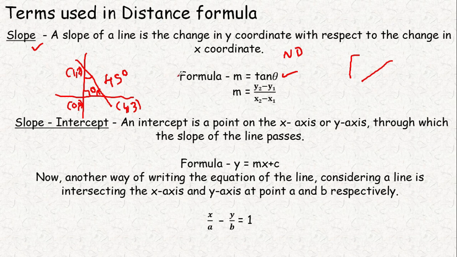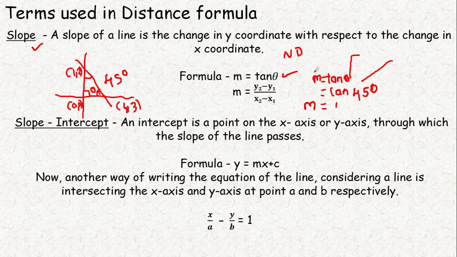So for 45 degree, m is equal to tan theta. So tan theta means tan 45 degree. So m is equal to tan 45 degree, which becomes 1. So m is equal to 1 unit. That's slope is equal to 1 unit. When it's 45 degree, then slope is equal to 1 unit.